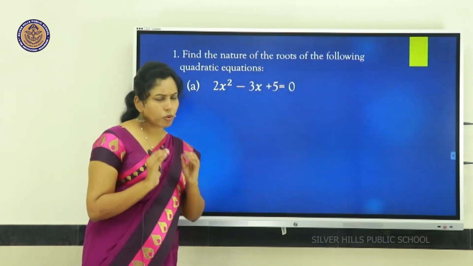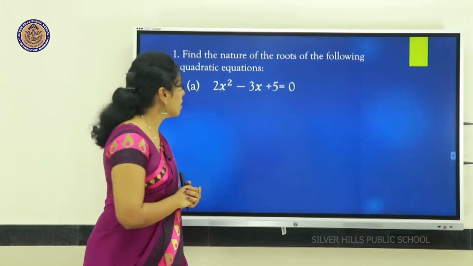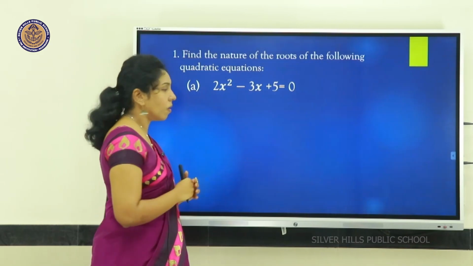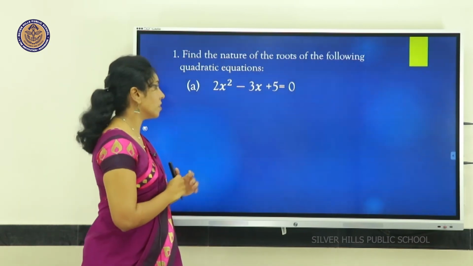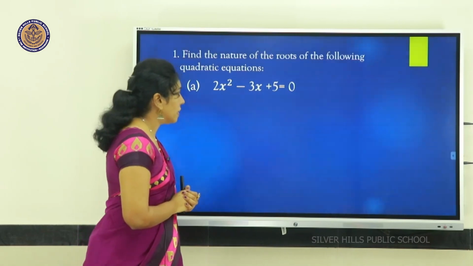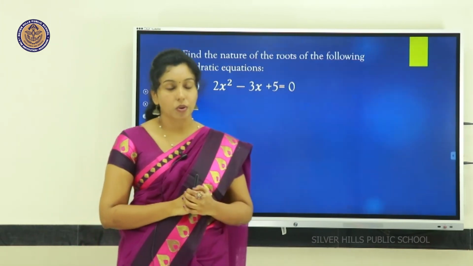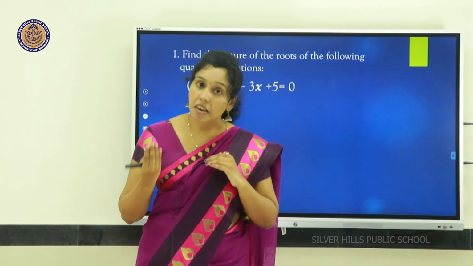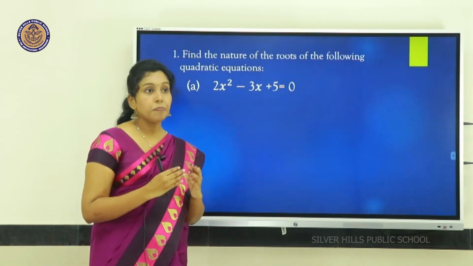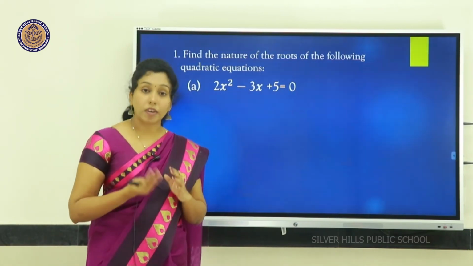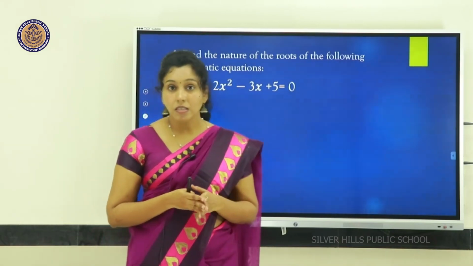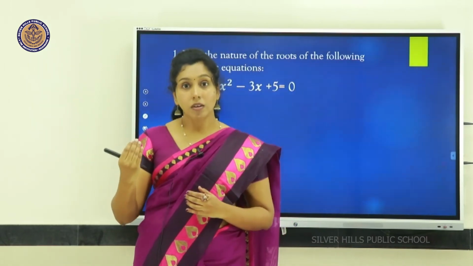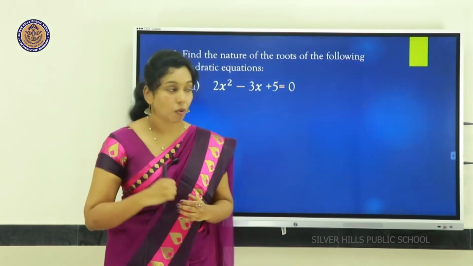Now, let's do a few questions based on this concept. What's the question given here? Find the nature of the roots of the following quadratic equations. The first one is 2x square minus 3x plus 5 equal to 0. The question is not to find the roots. So what is the question? The question is, what is the nature of the roots? So we just have to say whether 2 different roots exist, whether no real roots exist, or same roots exist. All these depend on the value of b square minus 4ac.